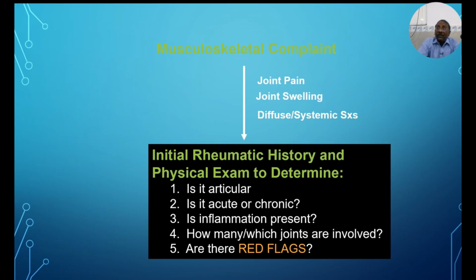Then how many joints are involved? Is it monoarthritis, oligoarthritis, or polyarthritis? One joint involved is monoarthritis, 2 to 4 is oligoarthritis, and more than that is polyarthritis. Different differential diagnoses are there for monoarthritis, oligoarthritis and polyarthritis. And finally, are there any red flags? That indicates an emergency, either any fractures, etc.